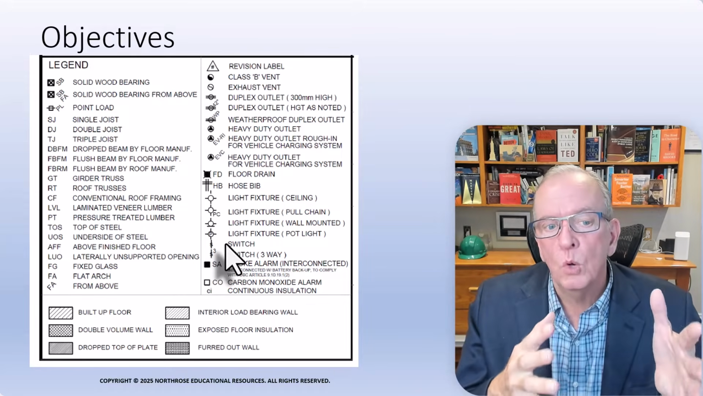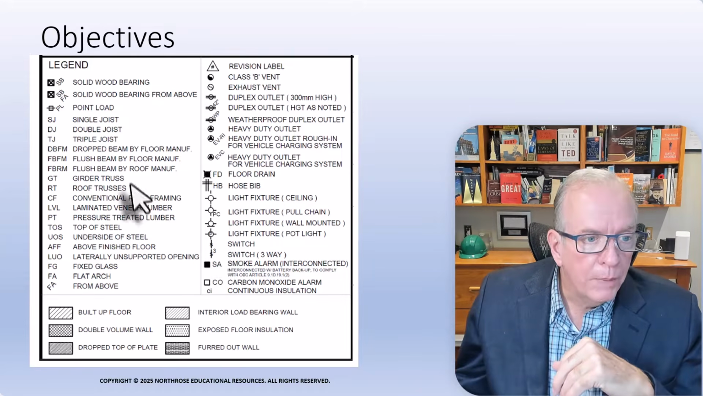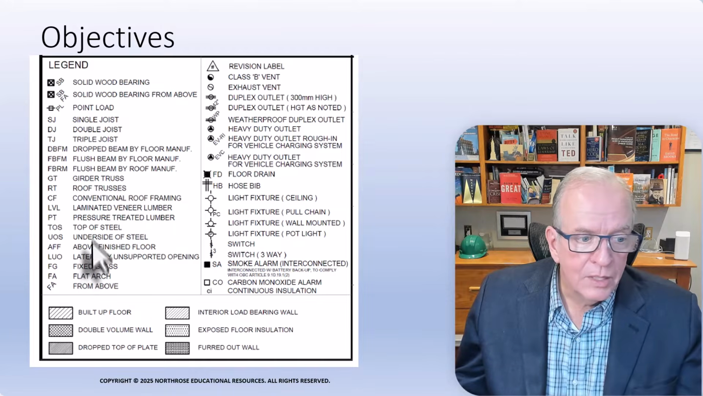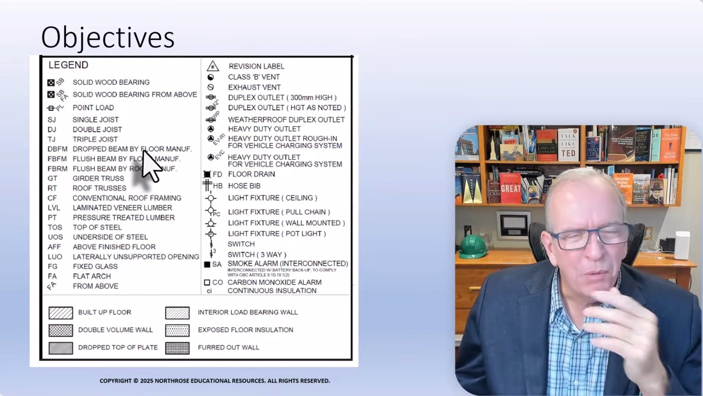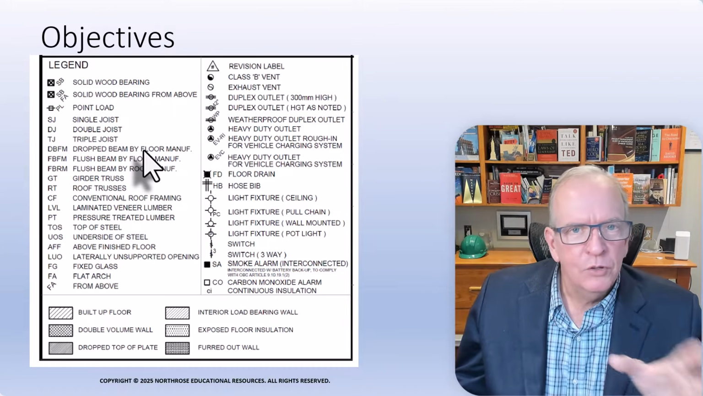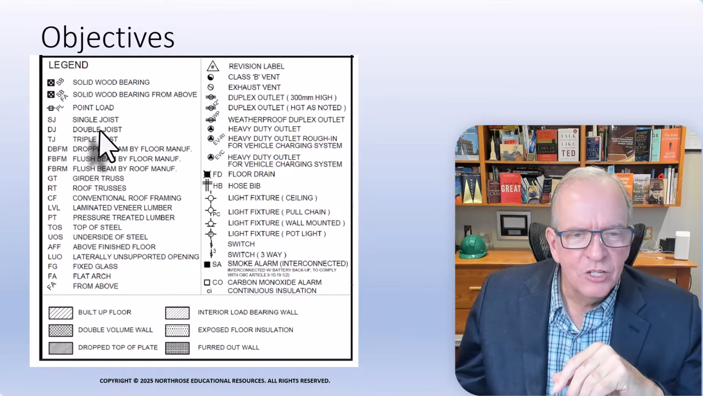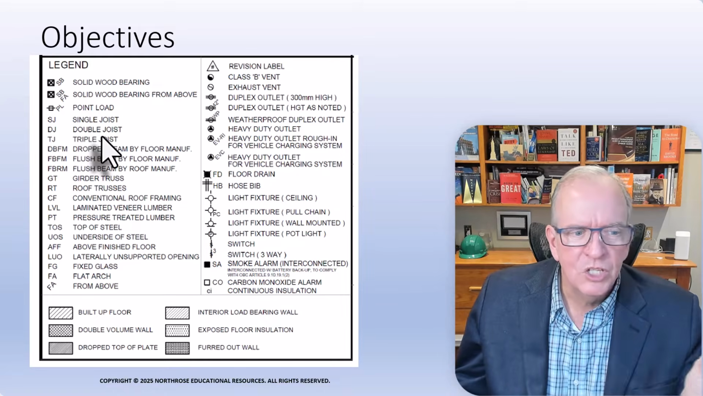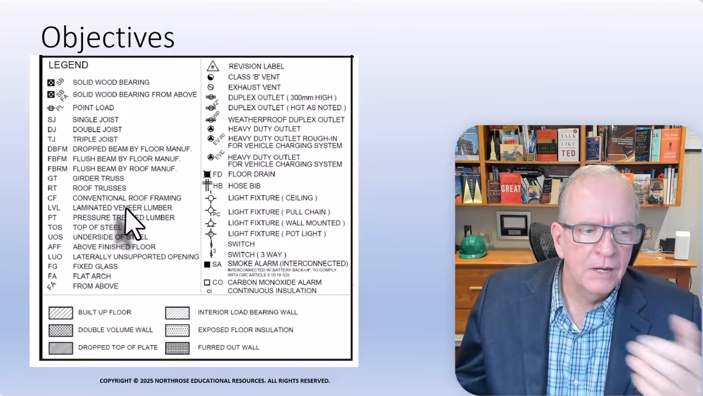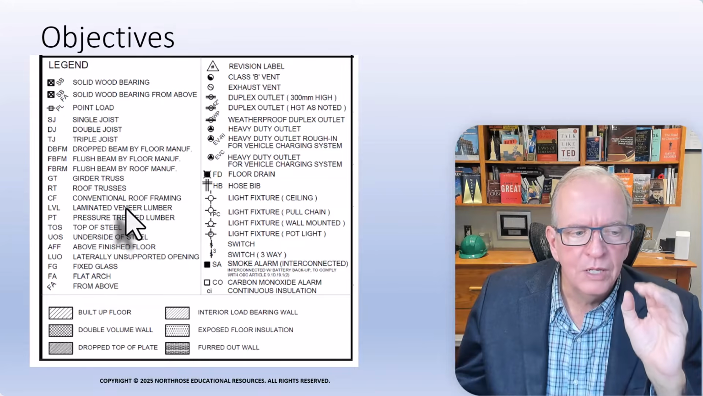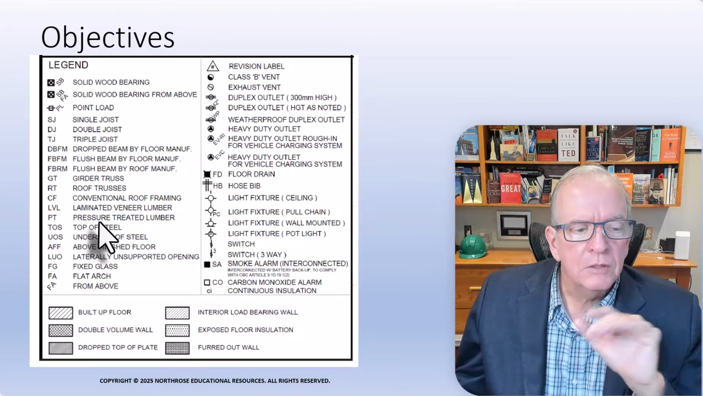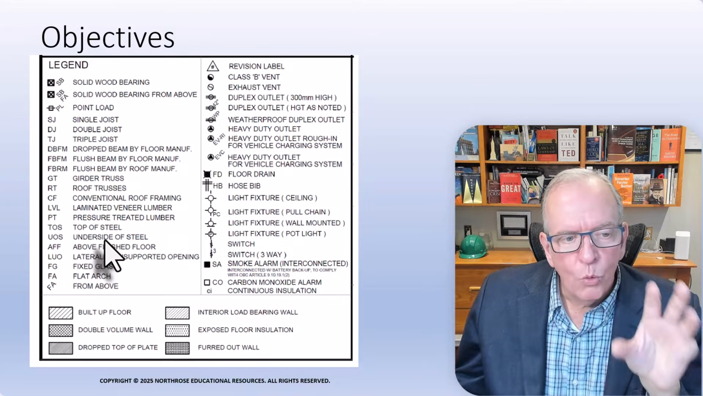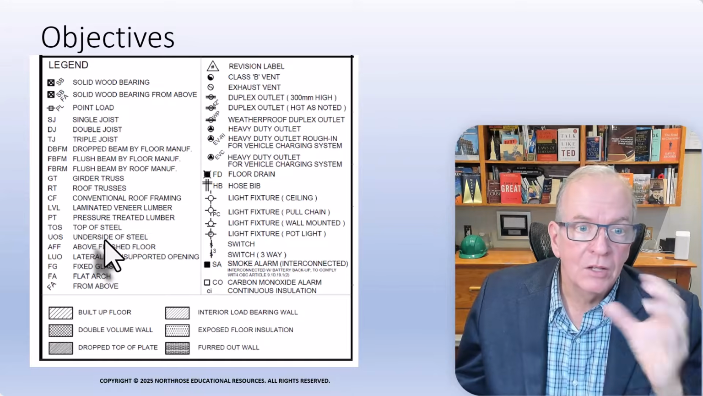This is a really good one in the sense that it has a whole bunch of abbreviations listed here. If you see one on the drawing, you can just look it up. Okay, drop beam by floor manufacturer. That one's probably more unique to this particular designer. There are ones like DJ, which is pretty universal: double joist. TJ, triple joist. LVL, laminated veneer lumber. Top of steel is pretty universal. Undersized steel I don't see as much, but there's a lot that I know when I look there, and that tells me what's correct.